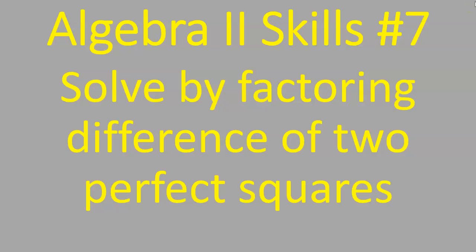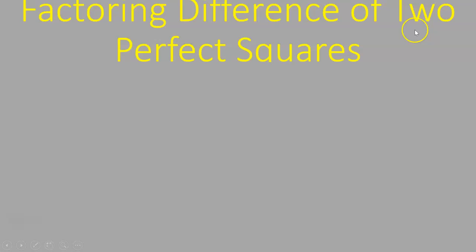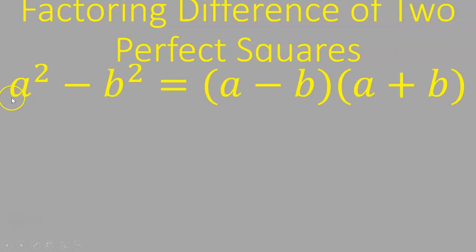Okay, Algebra 2 skills number 7: solve by factoring the difference of two perfect squares. This is an important pattern for you to know. This difference of two squares pattern is pretty common. What you're looking for are two perfect squares, meaning you can take the square root of them, separated by a minus sign.